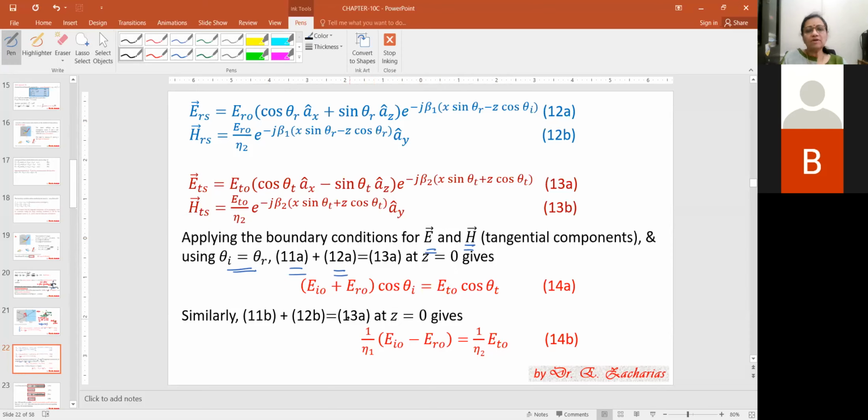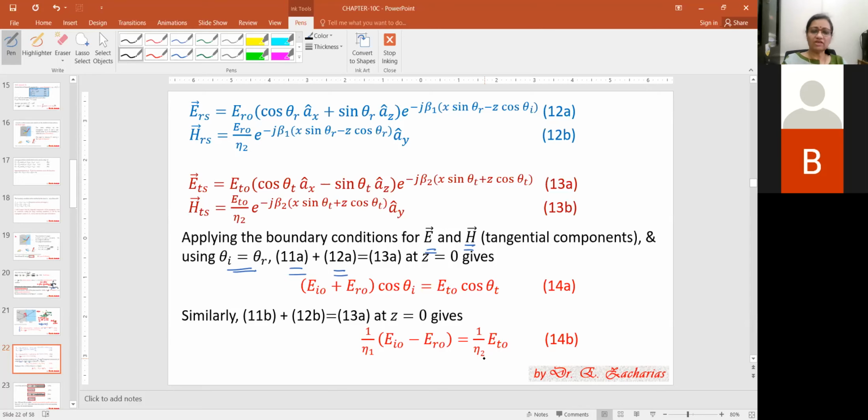Okay. Now, similarly, you can do it for the magnetic field also. When you do it for the magnetic field, you will get 1 by eta 1 into (E I naught minus E R naught) equal to 1 by eta 2 E T naught. Eta 2 comes because the transmitted is in the second medium. Eta 1 is in the first medium. Both the incident and the reflected are in the first medium. Okay, that's all. Next, we call these two equations 14A and 14B.